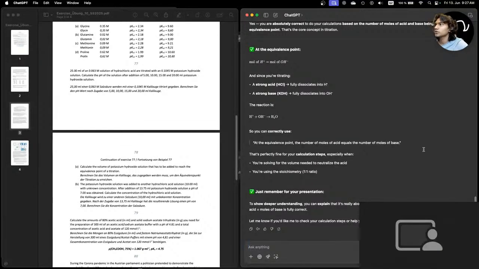Potassium hydroxide was added to another hydrochloric acid solution with unknown concentration. 10 milliliters of HCl plus KOH gives a pH of 7. Therefore, the moles of HCl equals moles of KOH.